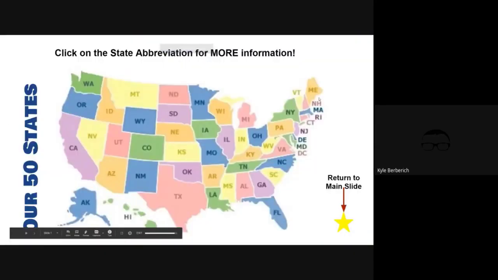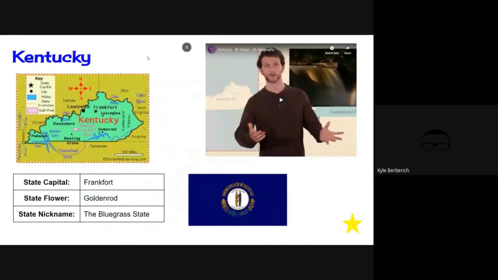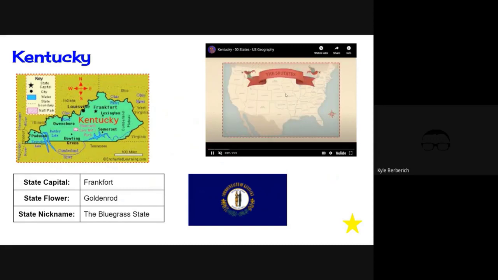This is a Google Slides presentation. The directions tell us to click on a state abbreviation for more information. So let's click on Kentucky. When we click on Kentucky, we get some information. We get a map of Kentucky, state capital, flower and nickname, the flag, and a video about Kentucky.